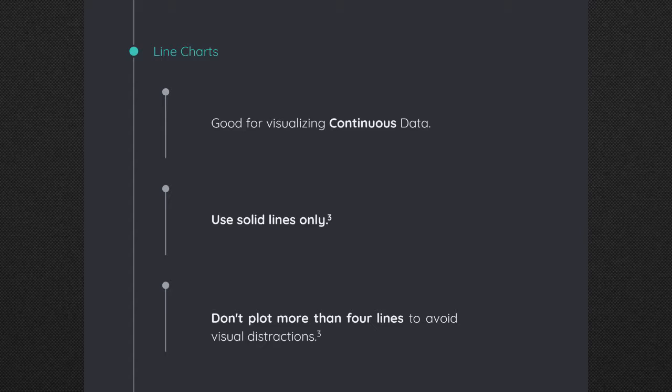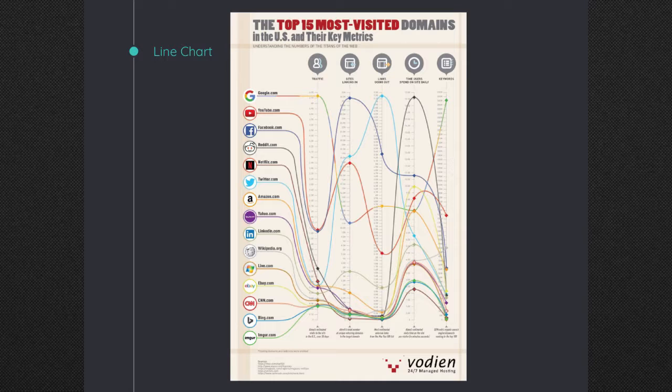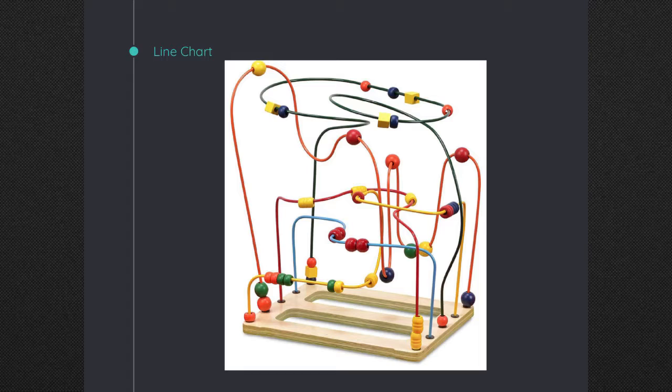If you haven't had enough bad examples of visual distractions yet, let me illustrate why we avoid more than four lines. You can see how this is kind of a roller coaster for your eyes. It reminds me of the kids' toys you find in the doctor's office.